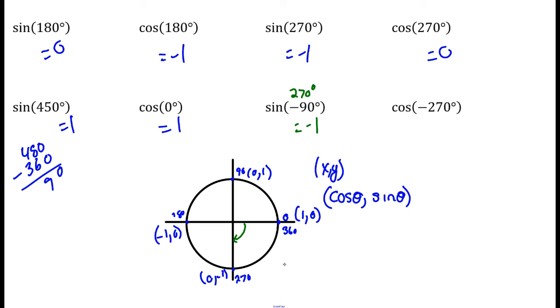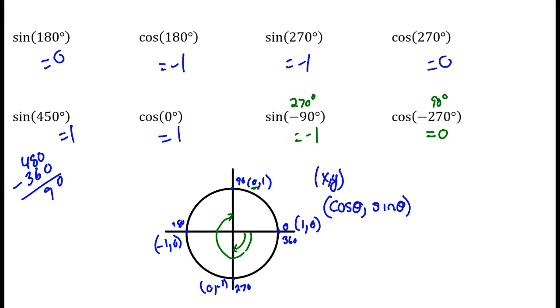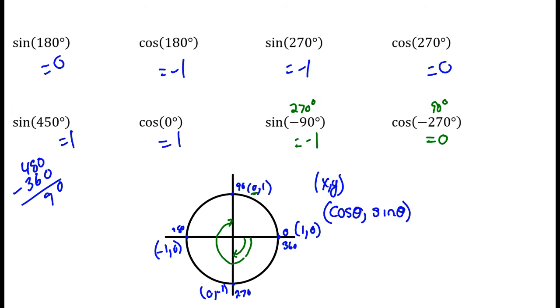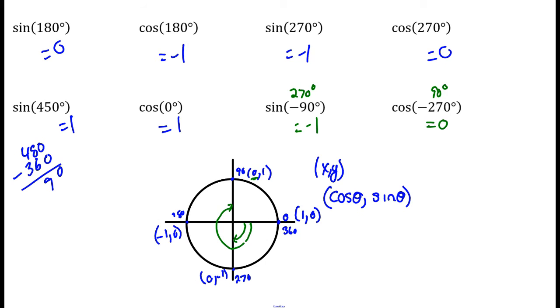Still negative 1. The cosine of negative 270, well, let's spin backwards 270 degrees. The cosine of negative 270 is 0, because that's my x value there. If I added 360 to that to figure out what's coterminal with it, I would have gotten 90 degrees, and the cosine of 90 is 0. So this may have seemed like a lot, but it's really just picking off the x-coordinate or the y-coordinate from those nice integer value points on the unit circle.